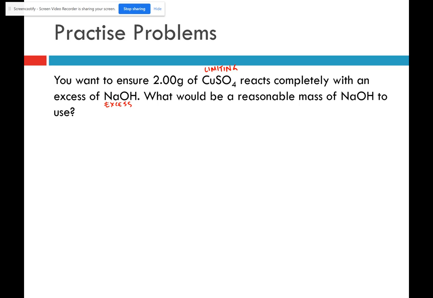Okay, so remember, because I want NaOH to be in excess, I'm going to add about 10% extra mass to make sure that reaction goes to completion and ensure that this is in excess and isn't limiting. So I don't waste, okay? I don't want any waste of this product.